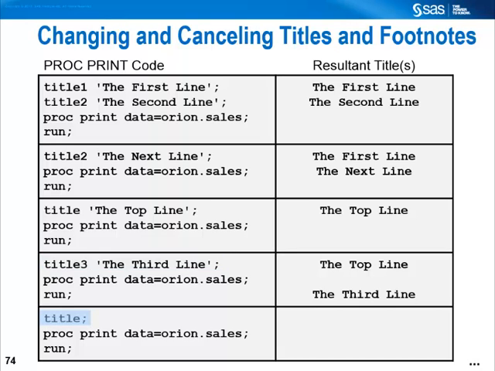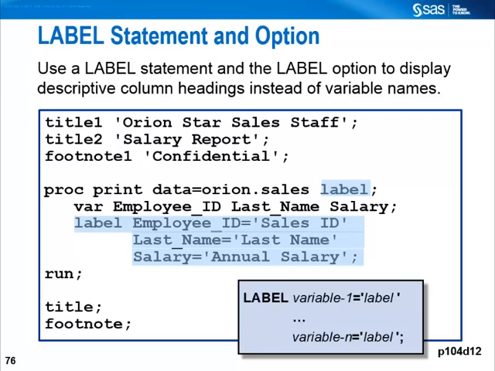Then we have titles. PROC PRINT data equals orient.sales; run. So we have used the null title statement before we print the report, so it will have no title. Label statements and options. We use a label statement and the label option to display descriptive column headings instead of variable names.